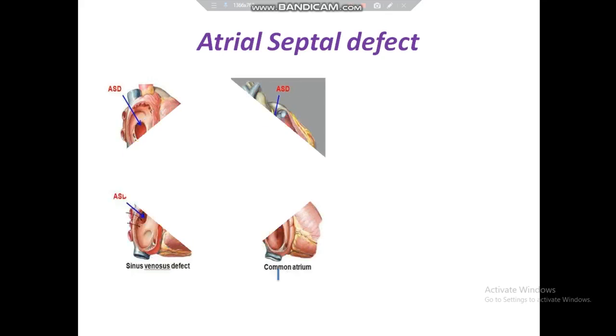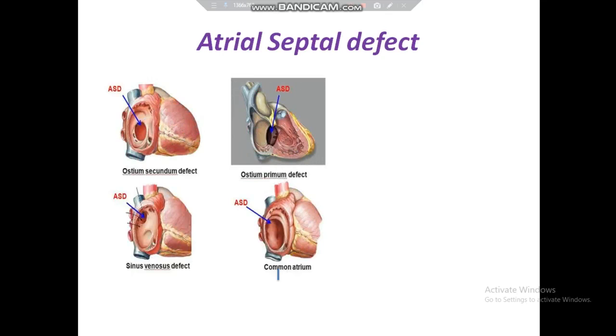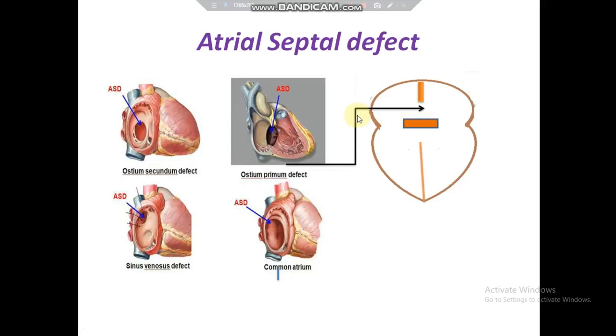Now, atrial septal defects. We have different atrial septal defects. We will discuss them one by one. Now, first of all, this is called the septum primum. This is the septum intermedium. Between them we have a foramen known as ostium primum, through which initially there is connection between the right and left atria. Later on, this septum fuses with the septum intermedium and this foramen is closed. If this septum fails to fuse, that condition is known as ostium primum defect.